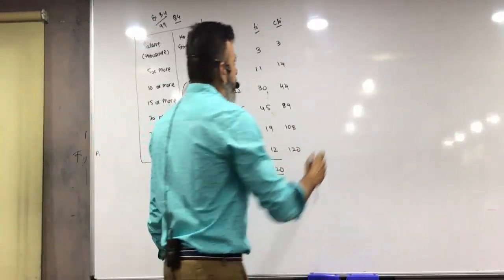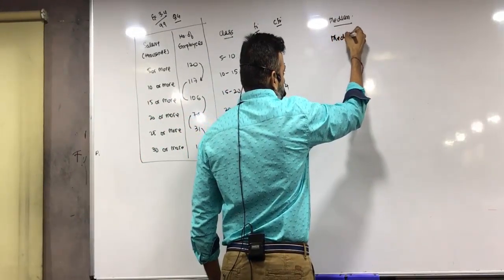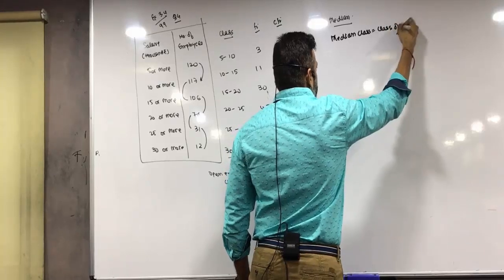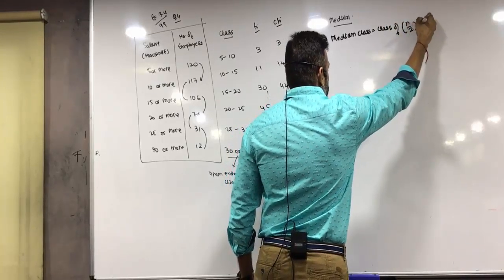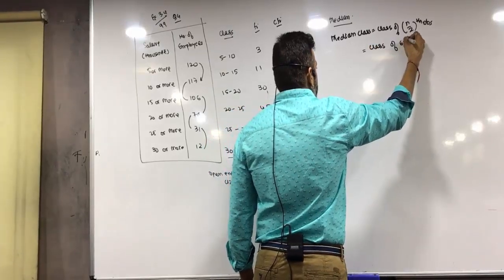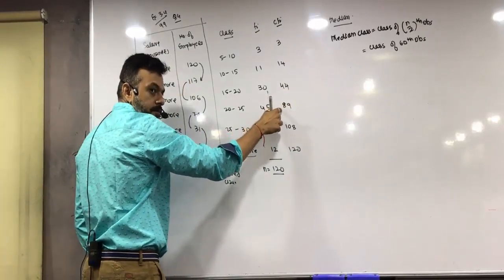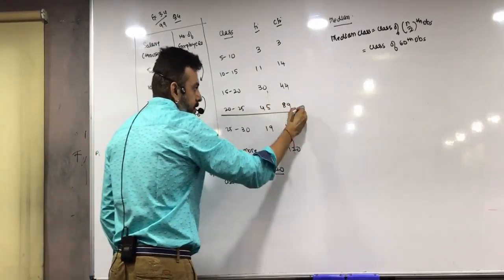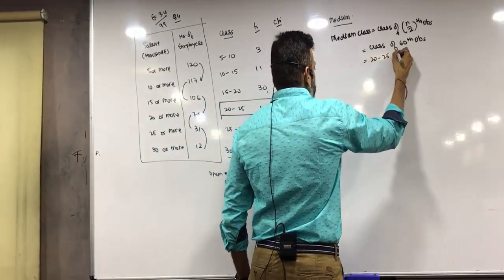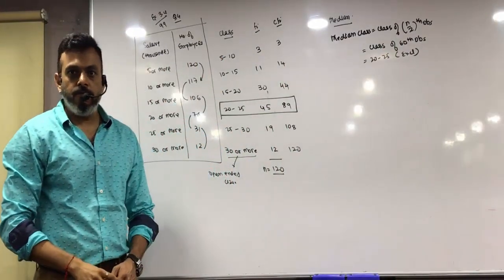In order to find the median, we find the median class. Median class is equal to class of n by 2th observation, which is the class of the 60th observation. Now, where will the 60th observation come over here? In 89. So 20 to 25. This is already exclusive.